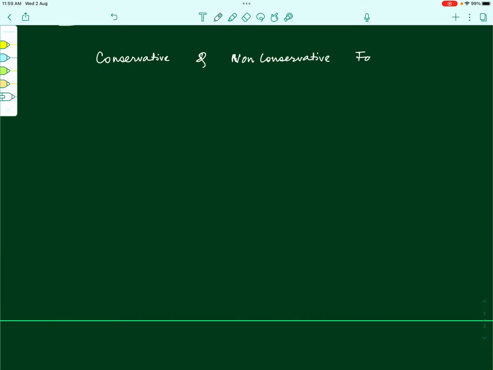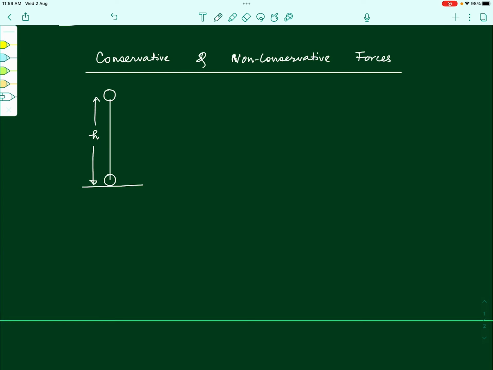Now, what are these? To understand the concept of conservative and non-conservative forces, once again let us take up an example. There is this ball which was initially on the ground, and by some force acting on the ball, this ball goes up to a height of h from the ground. It is taken to a height h by applying an external force.